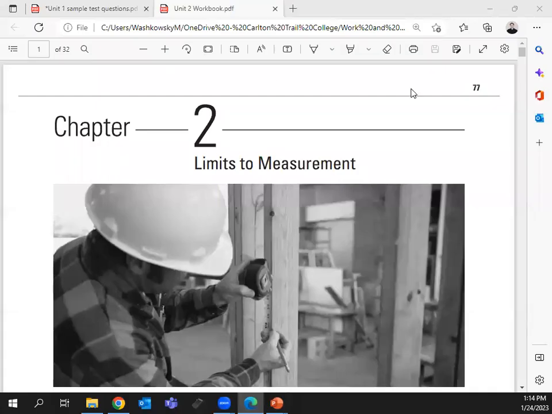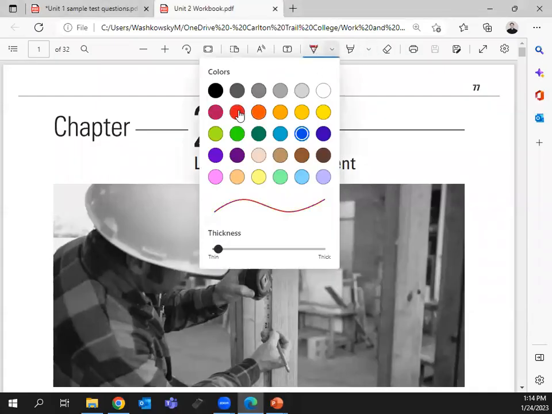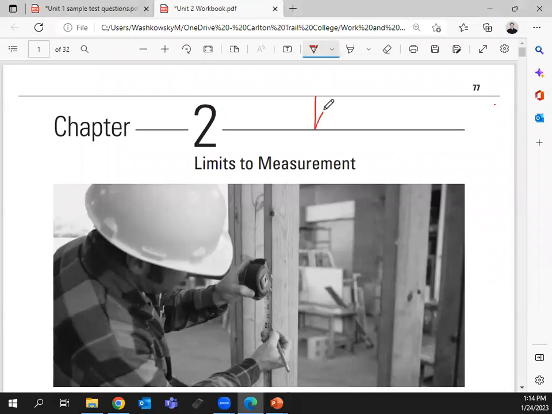Was everyone able to see okay? No one is saying no.